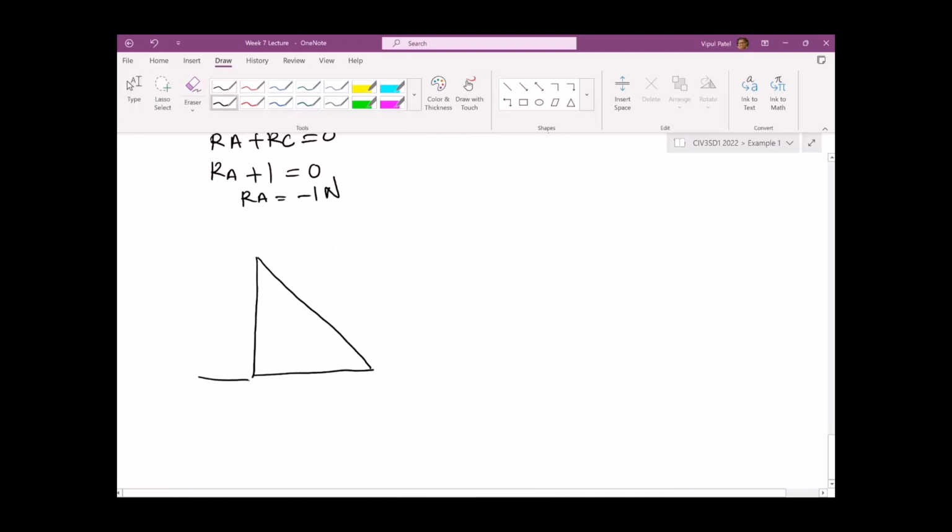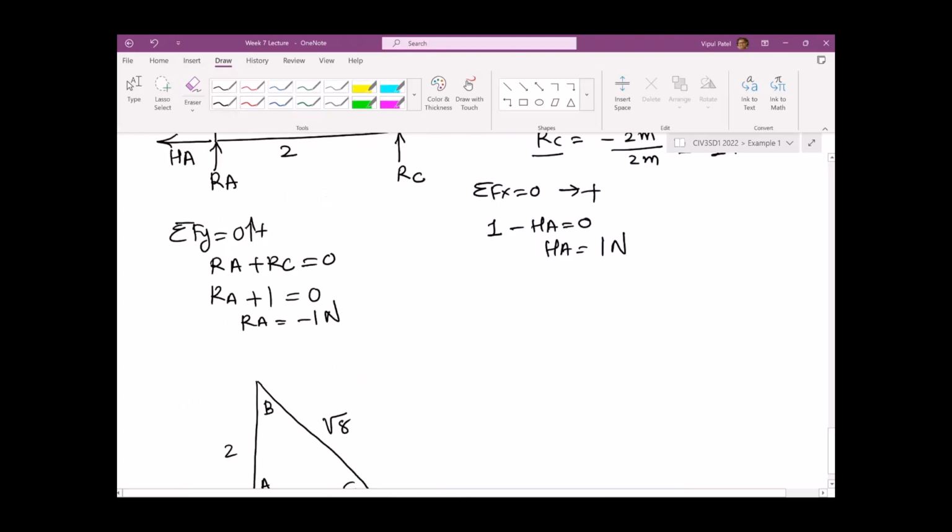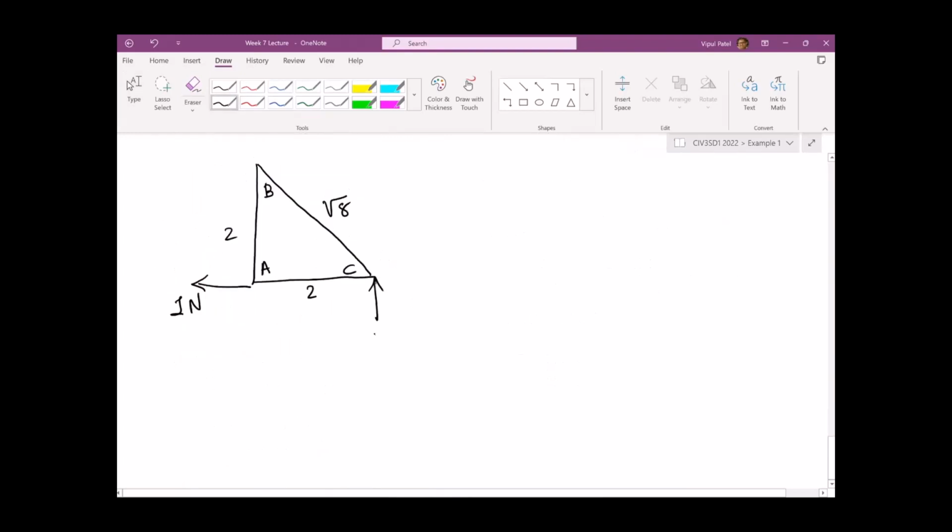That HA is 1 newton. This is A, this is B, this is C. 2 over square root 8. The reaction at C is 1 newton up. This is 1 newton down, and you have 1 newton going here. So, same thing, the joint method. We can use joint A. Joint A, let's label the members 1, 2, 3.